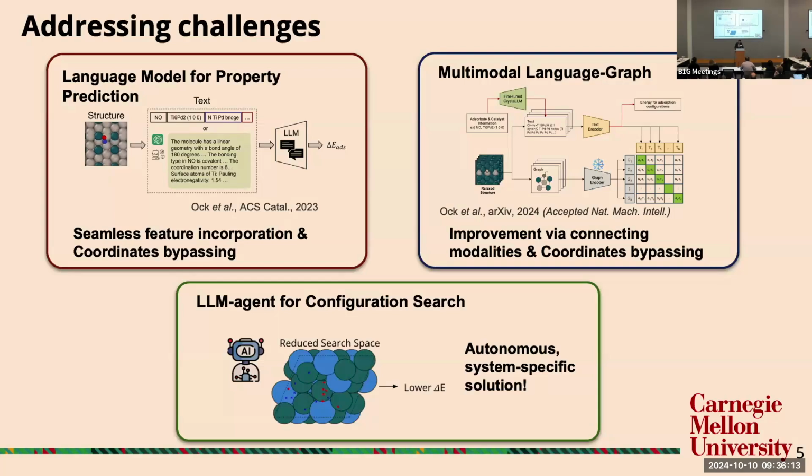So the first one is a language model for property prediction, in which we totally migrated from the graph and use textual description. The second one, which we just got accepted in Nature Machine Intelligence, is about multimodality, pulling together the graph and language. And the last one, which is in prep, is the LLM agent for configuration search, which is really dependent on the previous talk that we had about ChatGPT.